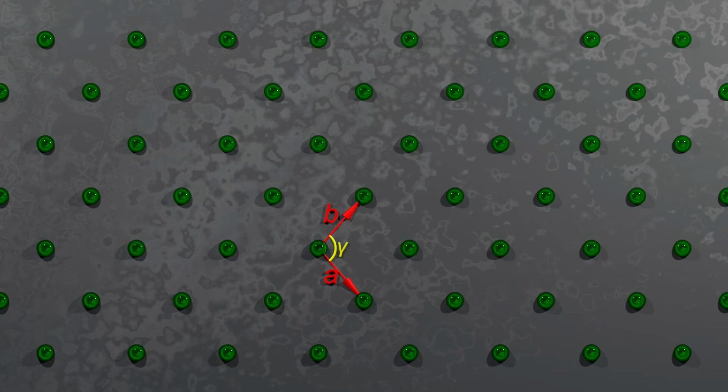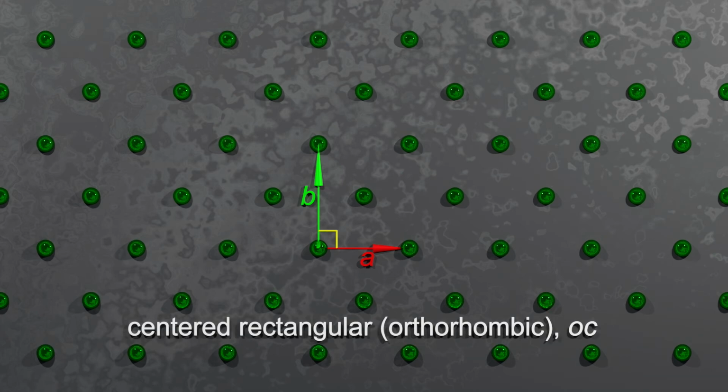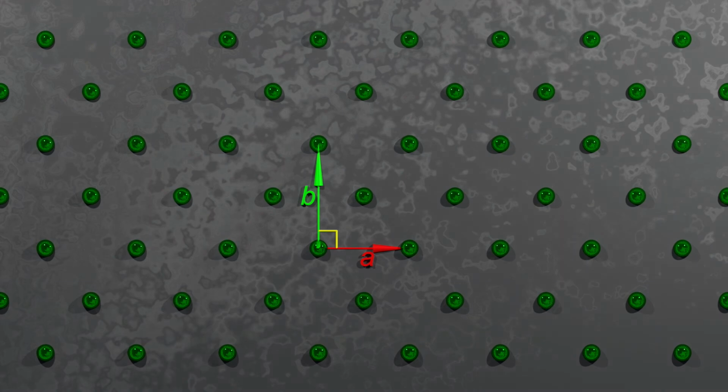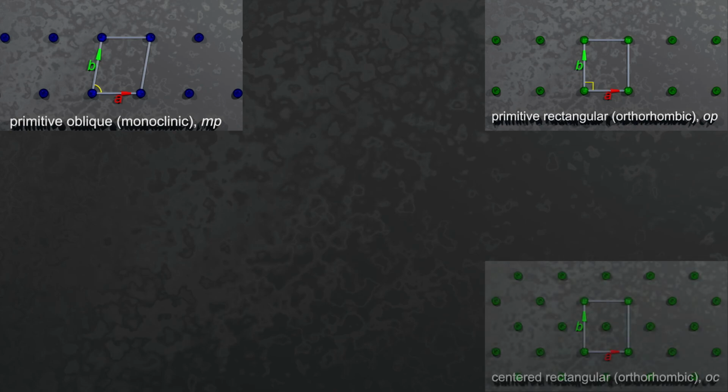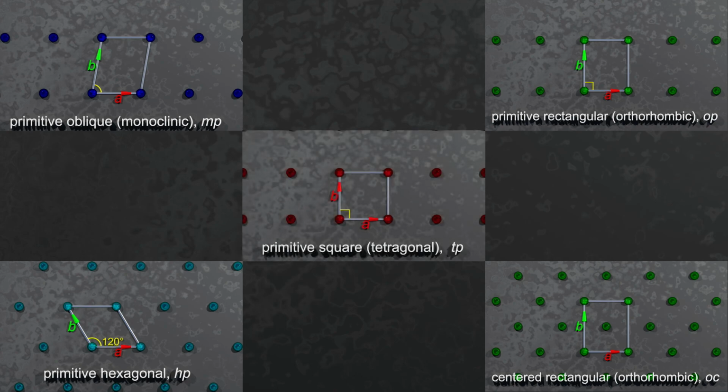We can alternatively draw vectors A and B at 90 degrees as shown here, with net points at the origin and in the center of the unit mesh. Now that our unit mesh contains more than 1 lattice point, it is no longer called primitive. Instead, we call this a centered rectangular net. In summary, there are 5 Bravais nets, 4 primitive and 1 centered: oblique or monoclinic, rectangular or orthorhombic, centered rectangular, centered orthorhombic, hexagonal, and square or tetragonal.